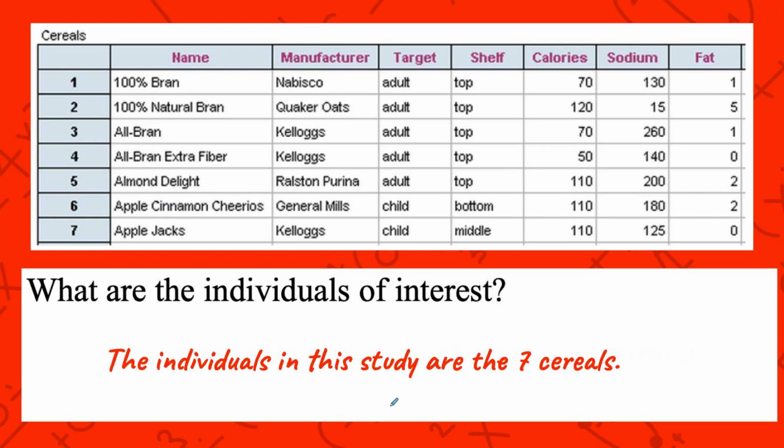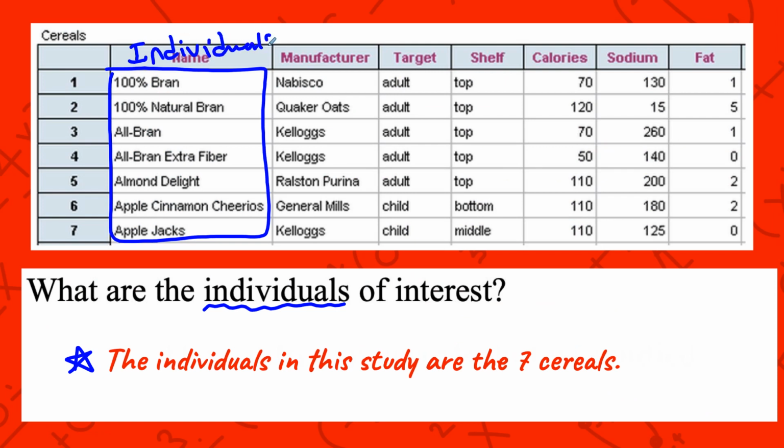All right, so the next question that you see, you have this table and it says, what are the individuals of interest? So this is the answer to that. This is what you can write. The individuals, that's who or what are we gathering data about? And this time it's these cereals, 100% Bran, All-Bran, Apple Jacks, all that good stuff. So these are our individuals. These are our subjects. So it doesn't have to be a living thing. This time we're talking cereals.